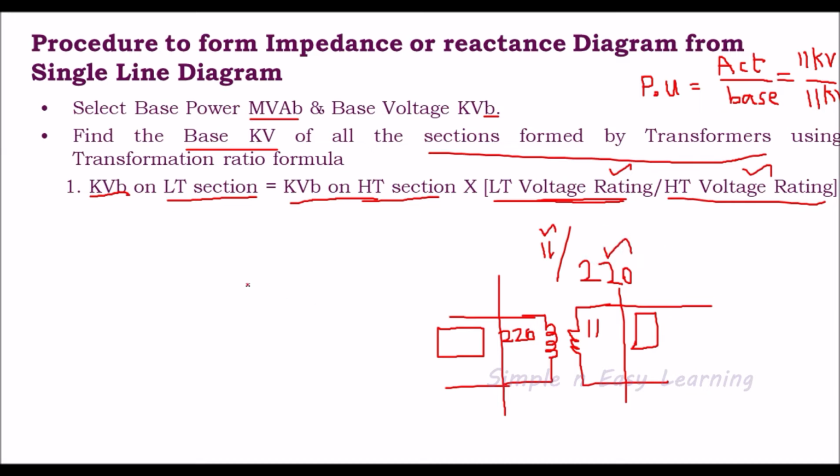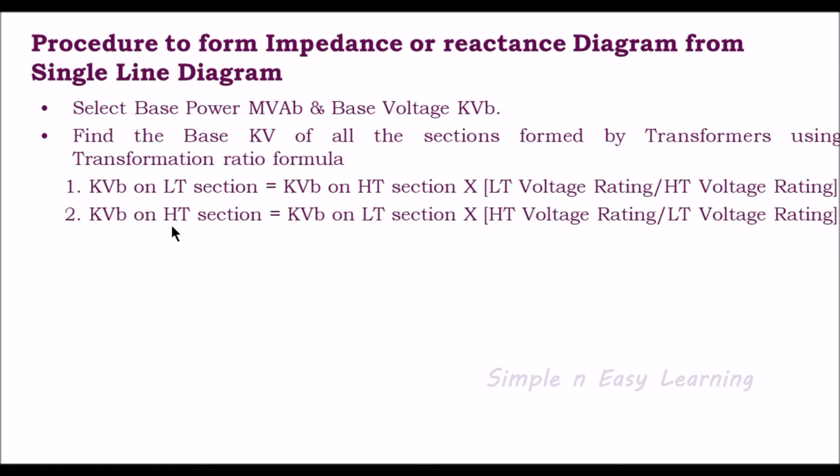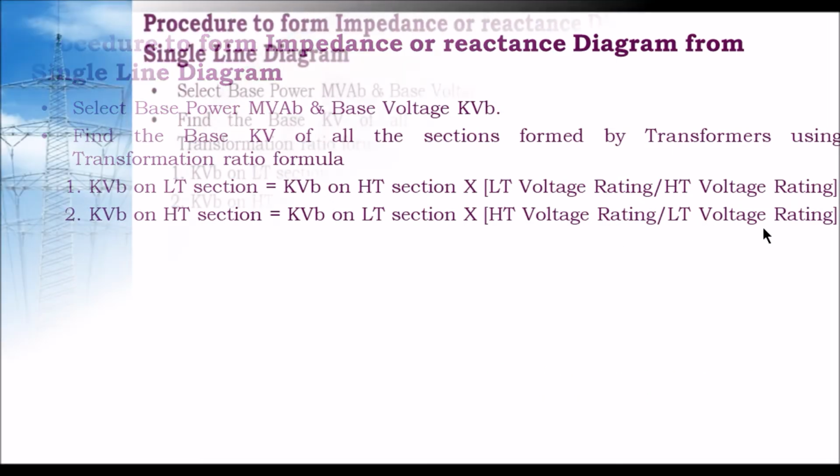Then similarly the second formula: KVB on HT side equals KVB on LT side into HT voltage rating divided by LT voltage rating.